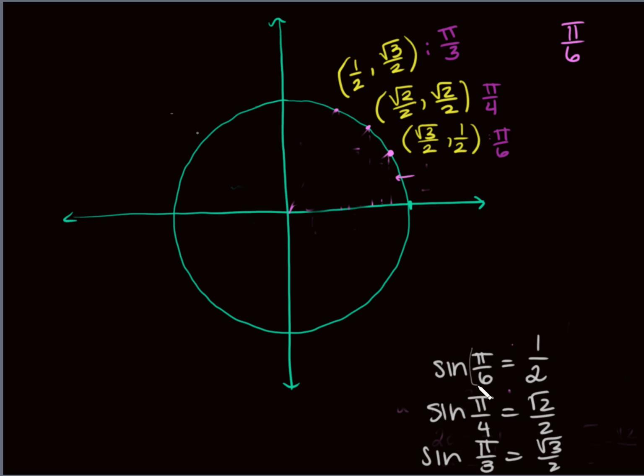So pi over 6, not in radians but in degrees, is 30 degrees, and we know the sine of 30 degrees is 1/2. Pi over 4 is 45 degrees. We know that the sine of 45 degrees is root 2 over 2. And here, of course, that's 60 degrees. We know that the sine of 60 degrees is root 3 over 2.